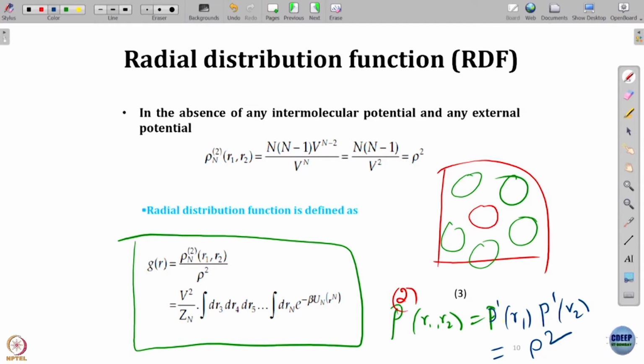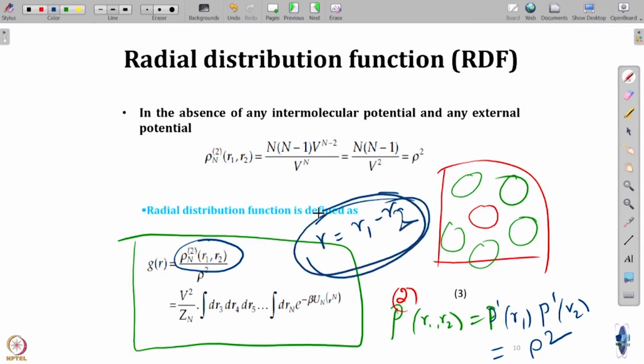So it makes sense now to define a quantity where the joint distribution, which is P2(R1, R2), is divided by rho squared, because in the limit of a homogeneous system with no correlation, and also in the limit when R1 and R2 are widely separated, this ratio goes to one. In this notation R is R1 minus R2. So Shubhajit, please make these corrections. In a second edition we'll fix all these things.